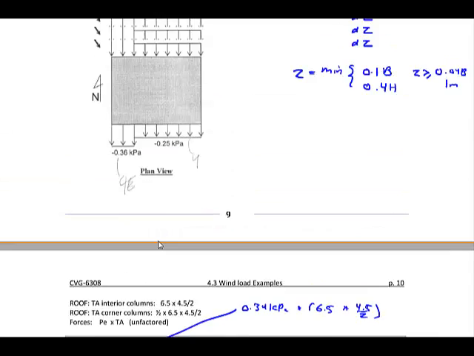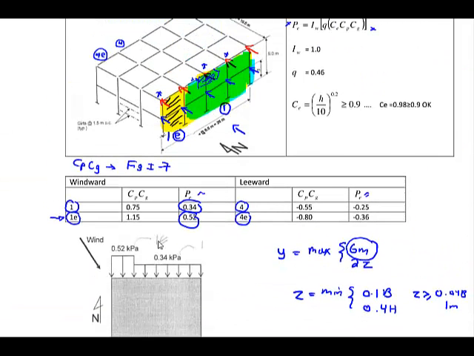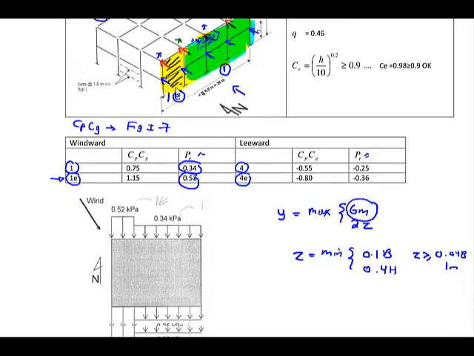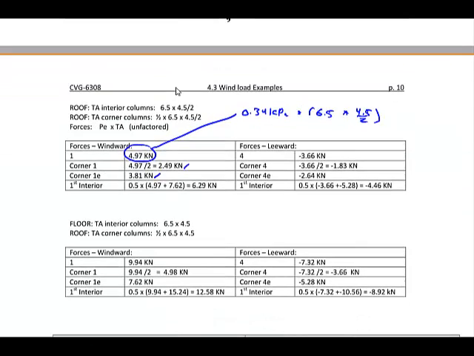The last column I have is this one over here. You can see this column, part of its tributary area is in region 1 and part of it is in region 1E. So what I'm going to do is just take the average of the region 1 value and the region 1E value. And so that's what I'm doing here. I'm just taking the average of these two. This 7.62 is just the regular 1E value, so it's double this value here. So I take the average and I find 6.29.